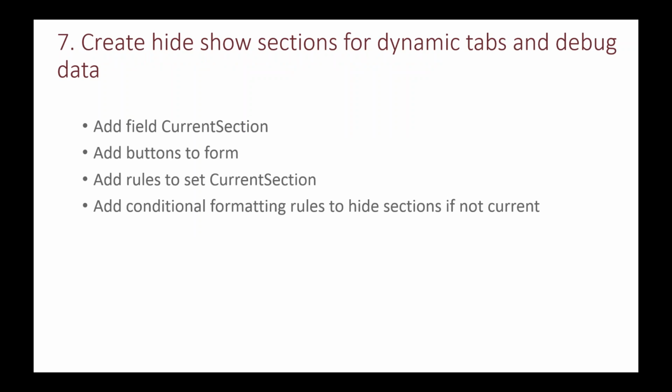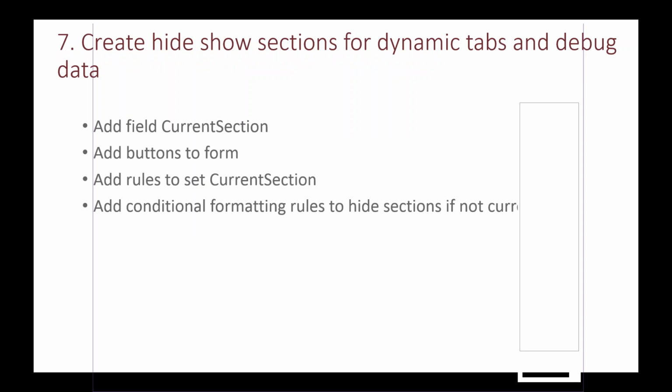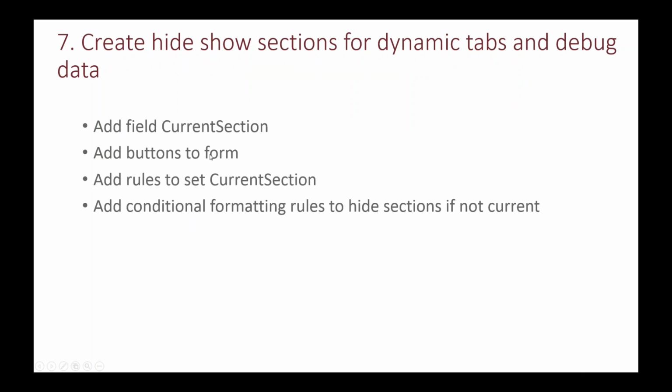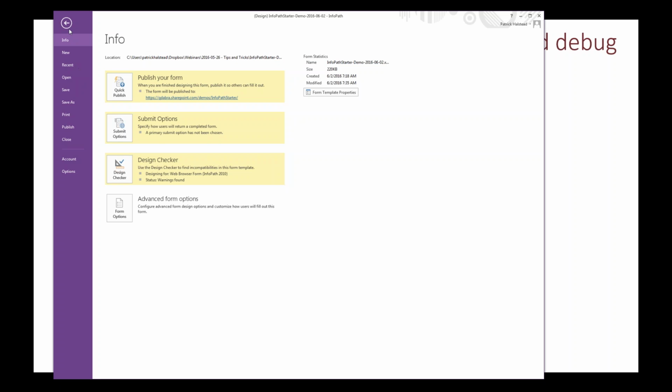Okay, so let's look at the hide show sections. Now, this is another technique that comes up quite often. Let's say you have a drop-down, and actually this is the technique I was showing you earlier. I'm confusing myself. In the InfoPath starter form we have different sections here, and I was just describing this earlier when I showed you this form.